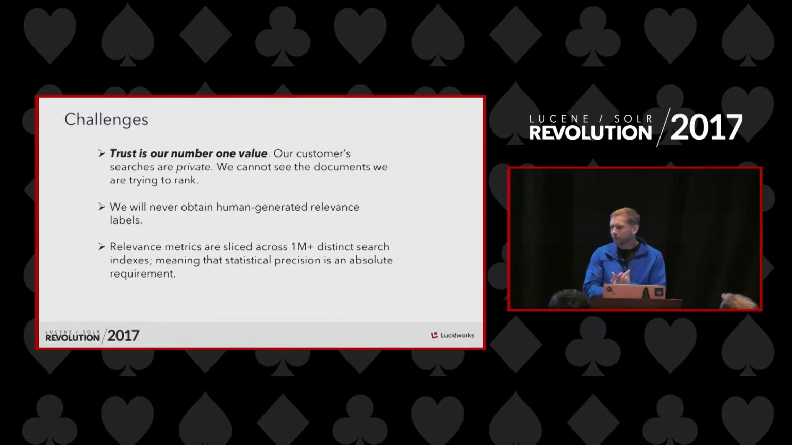And the other thing that really makes it hard is just the fact that we have all these disjoint search indexes. So we really have over 1 million different search problems on different corpuses of documents with different populations of queries, et cetera.